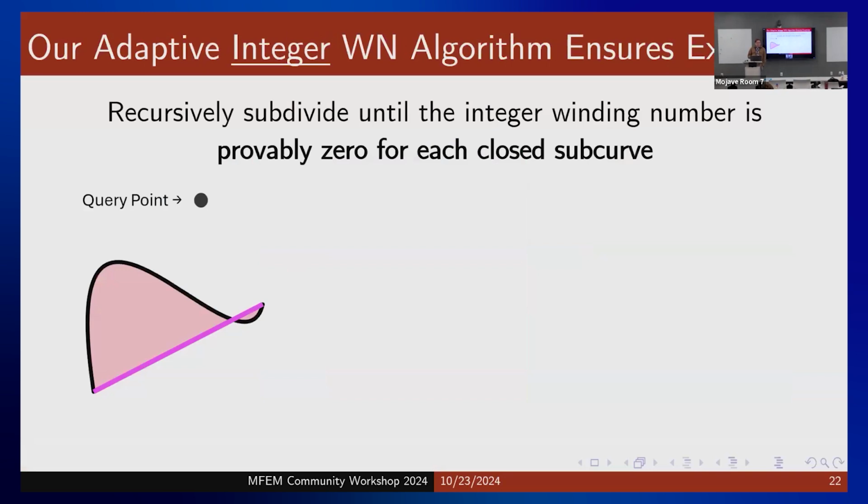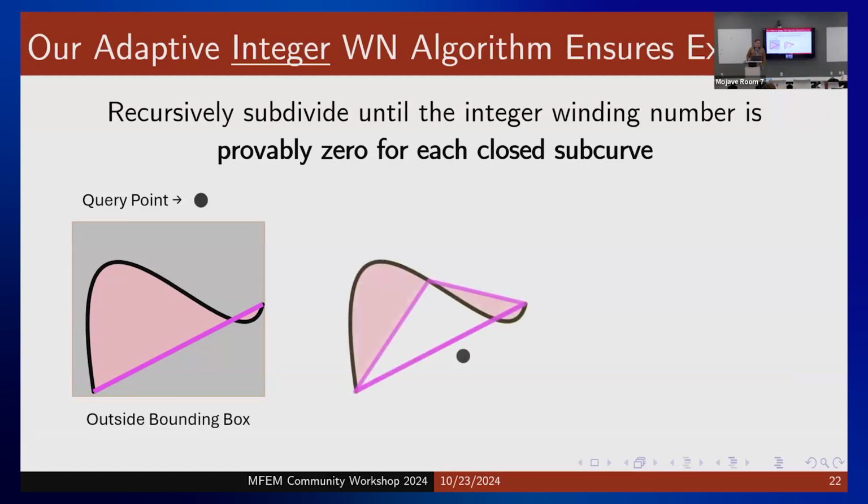But the big idea is that the easiest integer winding number you can compute is actually the number 0, of course, right? And that happens whenever your point is sufficiently far away from your curve. And that's fairly easy to check. All you have to do is put a bounding box on your shape, be it axis aligned or oriented. And as long as you're outside that shape, you know that your integer winding number is 0. If that's not the case, you can just bisect the curve and try again on each half.